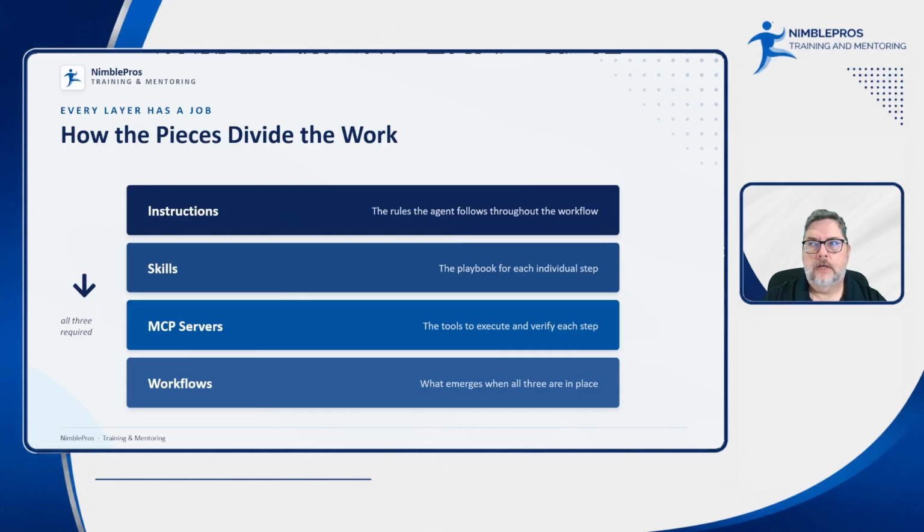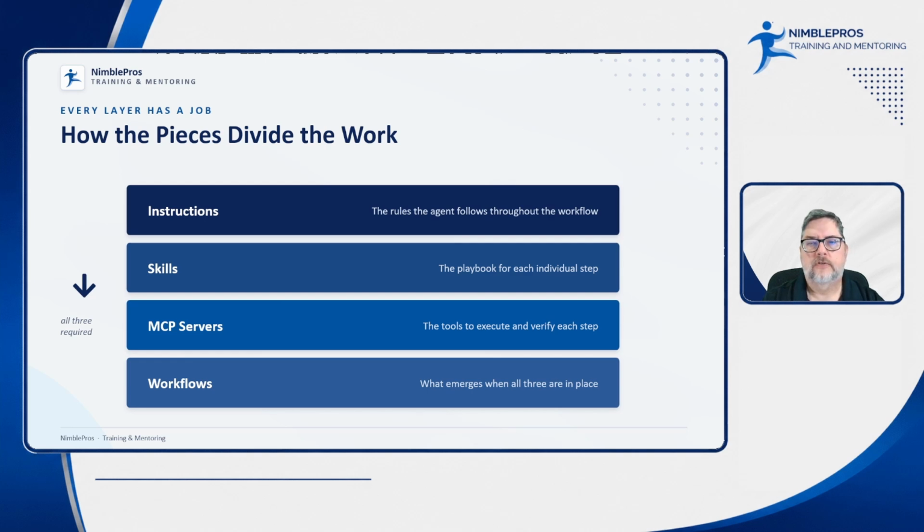Each of the layers of what we're working with has its own job. If you were to divide up the pieces of the labor together, we have instructions which define the rules that the agent follows through. You have the skills which provide the playbook for each of those steps. You have the MCP servers that give it the tools that it needs to reach out and execute and verify things. And then you have the culmination of the whole series, the workflows. All 3 of those steps are required.